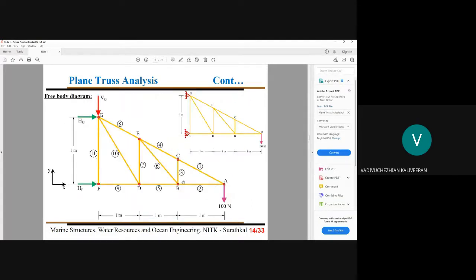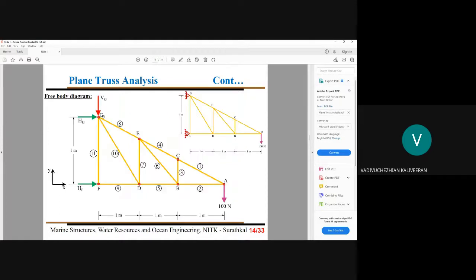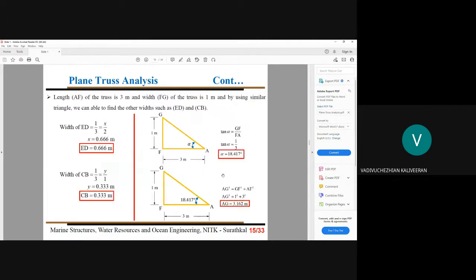Now we can identify the corresponding angular orientation. So tan alpha equals FG by AF, that is GF by FA. Alpha is 18.417 degrees. After fixing this, we can identify the inclined length. We know this vertical length and we know this base length, so we can identify the inclined length.